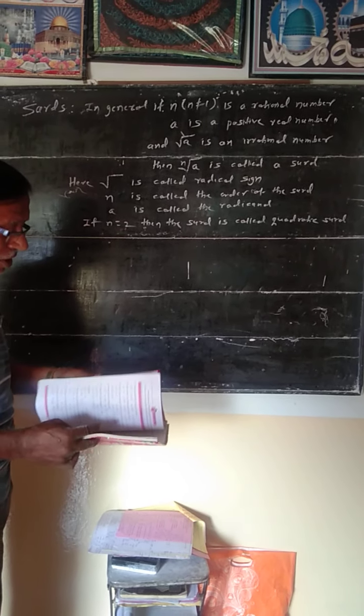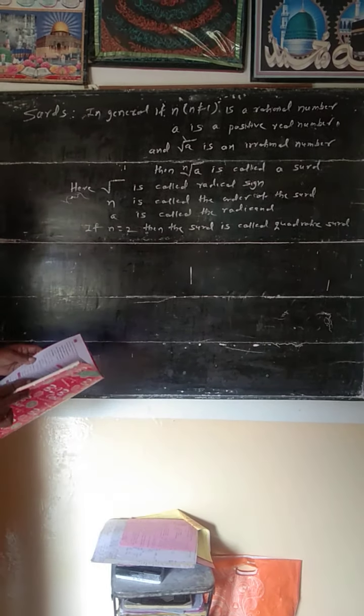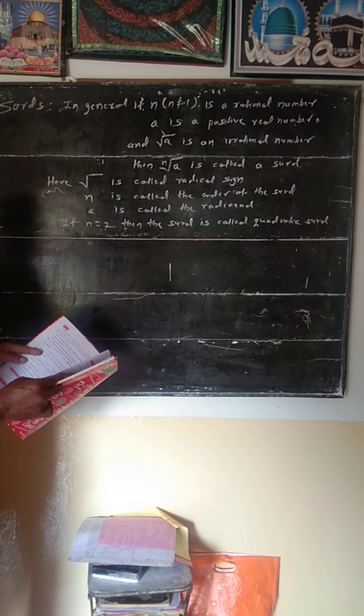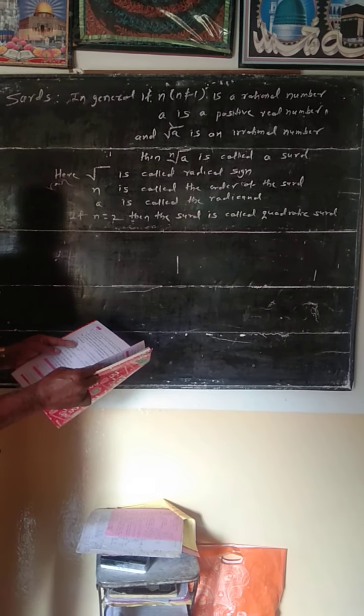Taking your next part, surds. And what is a surd? In general, if n (n not equal to 1) is a rational number, a is a positive real number, and the nth root of a is an irrational number, then the nth root of a is called a surd.